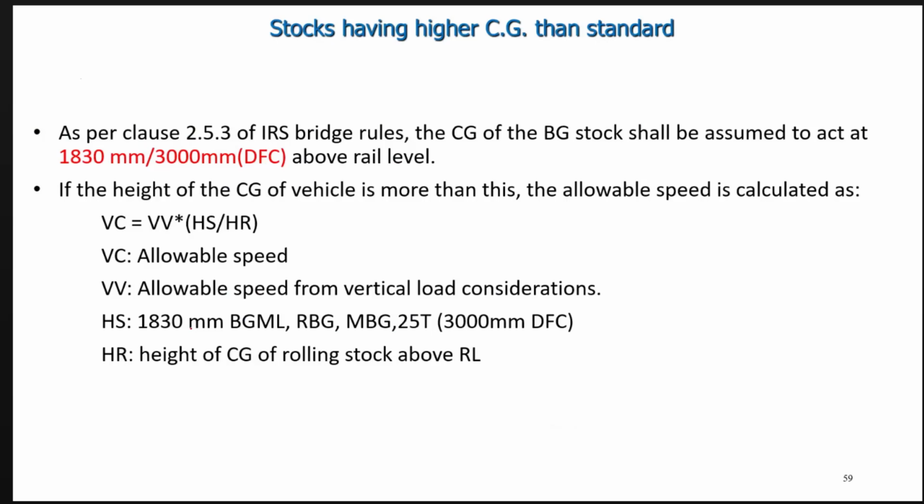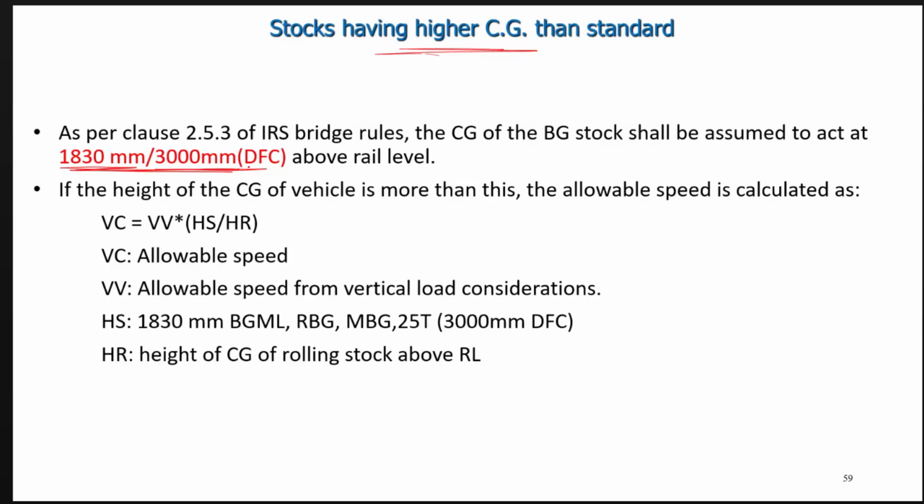The next clause is mostly checked for 3 things. One is the axle load, second is the tractive force or longitudinal force, and third is the CG. The CG taken for normal rolling stock is 1.83 meters, and for DFC it is taken as 3 meters above rail level. If it is within that limit, then there is no need to calculate further. If your rolling stock CG is within that, then no problem. Most rolling stock is designed within that CG limit.